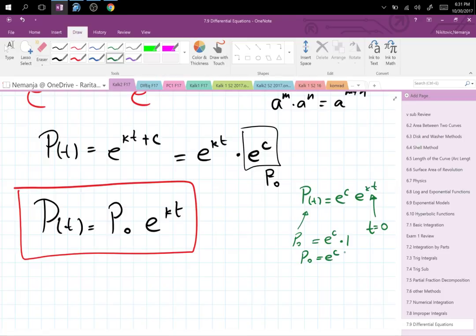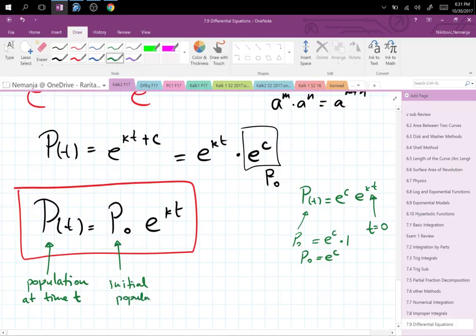So now, to understand the answer, this is population at time t. 1 year, 100 years, 3 minutes for bacteria, whatever. This is initial population. And you have time, which could be in years or minutes or whatever. And then you have this proportionality constant k.